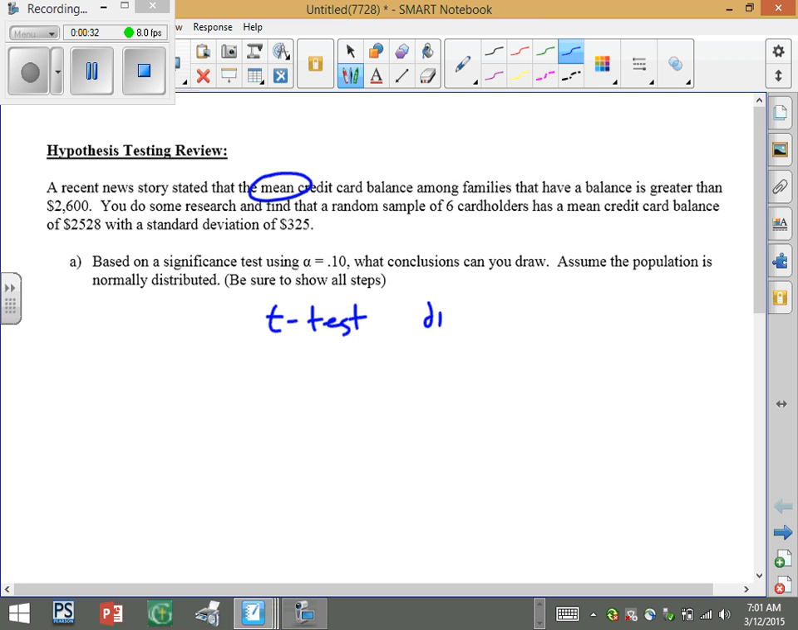Go ahead and write down your degrees of freedom. That's 5, n minus 1. So the null hypothesis. We're talking about means. The claim is greater than. So greater than always goes with the alternative. And so since we did greater than, we really could pick equals, less than or equal to. I'll go less than or equal to $2,600. I'll throw the dollar sign in just so there's a little bit of context.